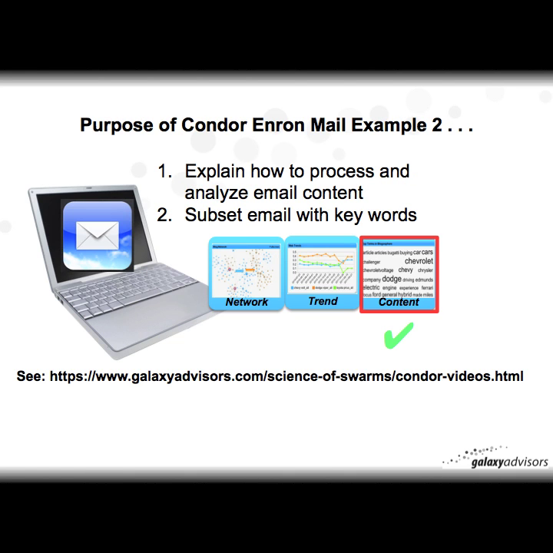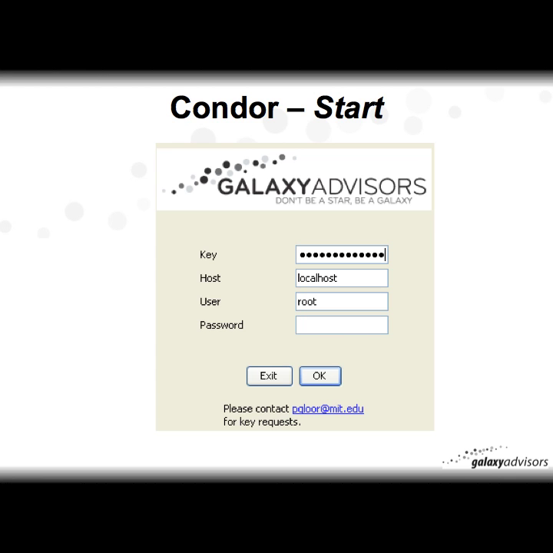So the purpose of this Condor Enron Mail Example 2 is to explain how to process and analyze email content and to subset email with keywords. So we're finally going to get over here to this content side. So again, start Condor. Again, for the key, it's a monthly key. Insert it for the first day of the month. Localhost remains localhost. User is root. And again, if you have a MySQL password, enter it here. If not, leave it blank and click OK.